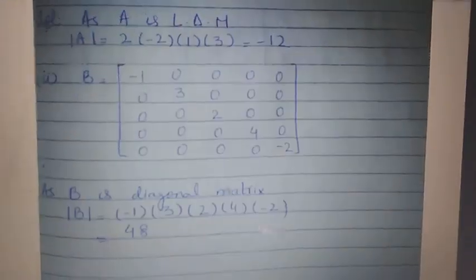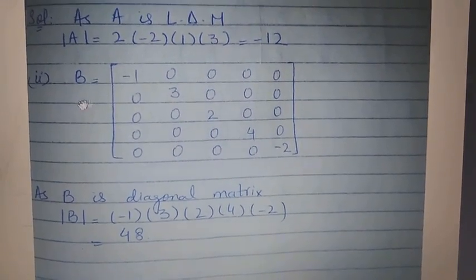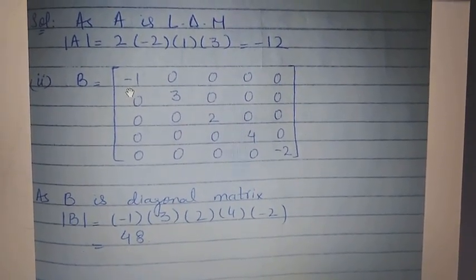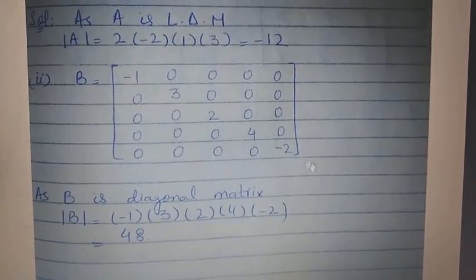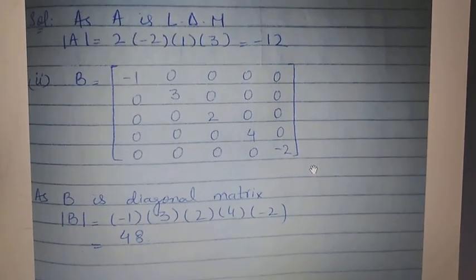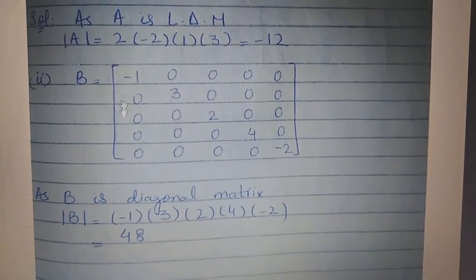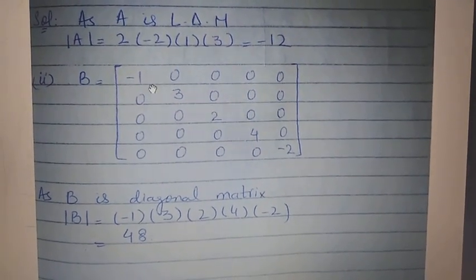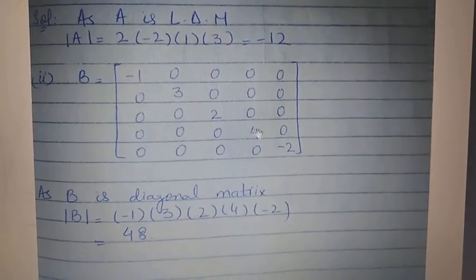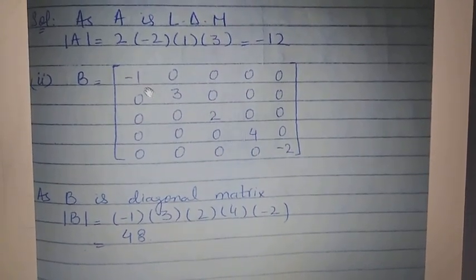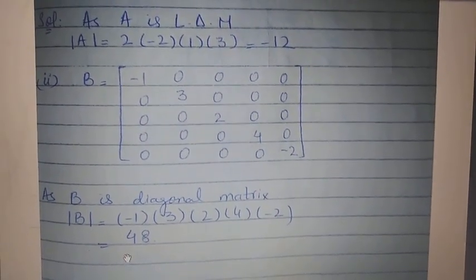In the second question, you have a matrix B and it is a diagonal matrix because only the diagonal entries are non-zero. So how will you find the determinant of this diagonal matrix? You will just find the product of the diagonal entries: minus 1, 3, 2, 4 and minus 2. The product of the diagonals will give you the determinant of a diagonal matrix.